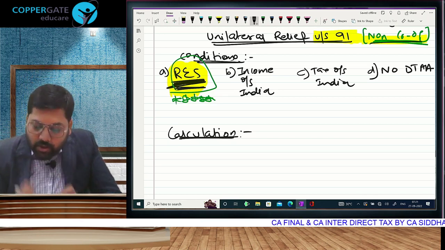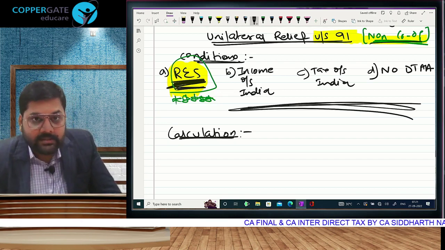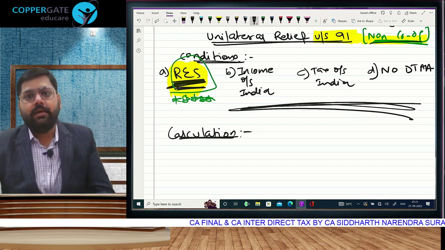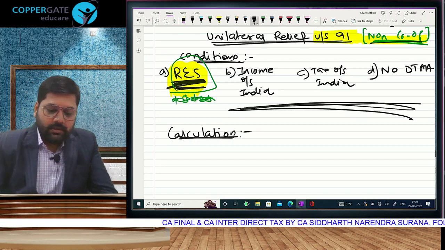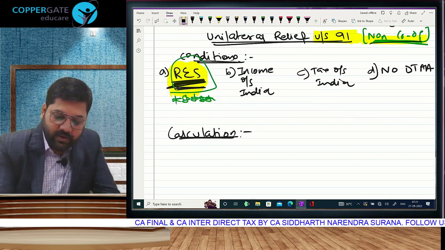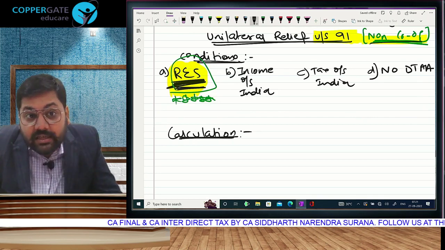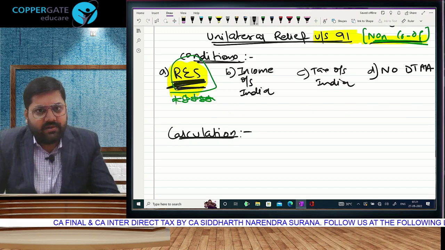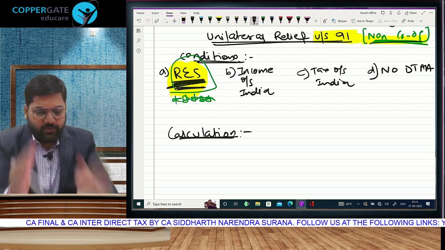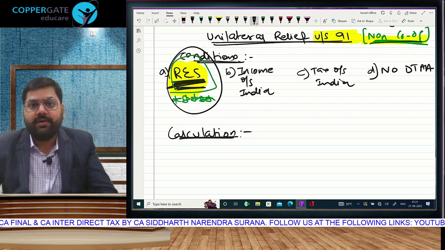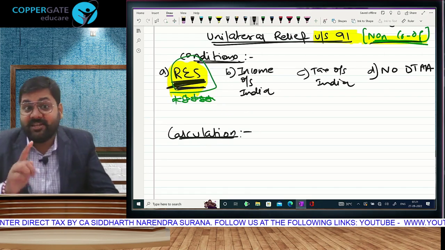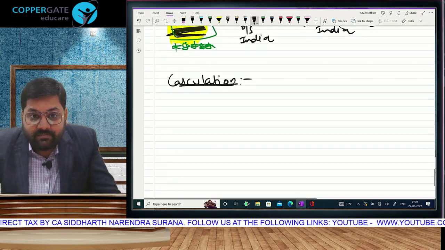Crazy people. I told you that these three conditions are not conditions. They are comedy. Time pass. So mitro, after today, if I ever ask you who gets unilateral relief, you can possibly ignore the other three also. Your full focus will be that the assessee has to be a resident. Unilateral relief will be given only to a resident, and the logic is clear to everyone.